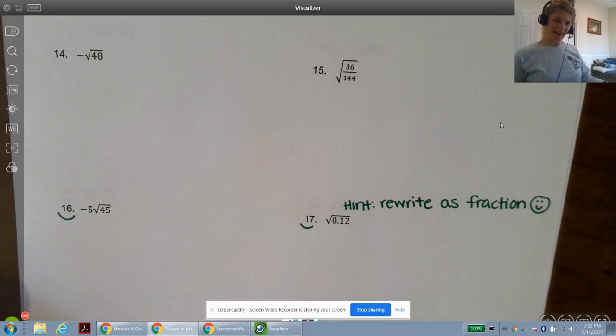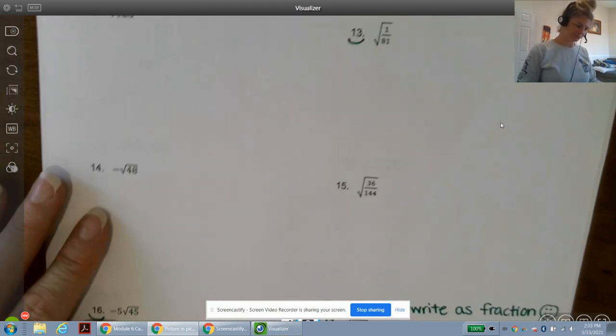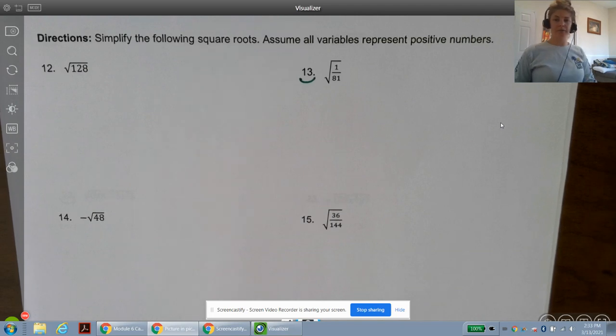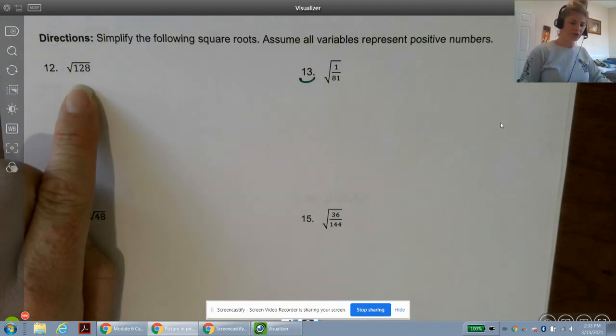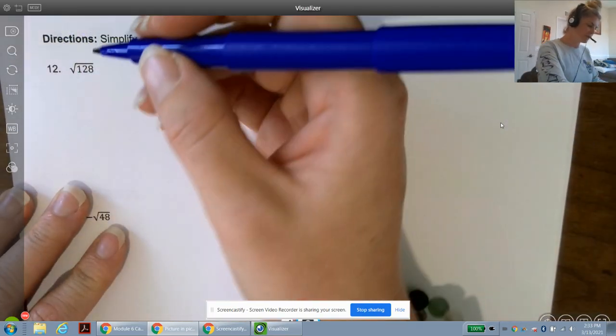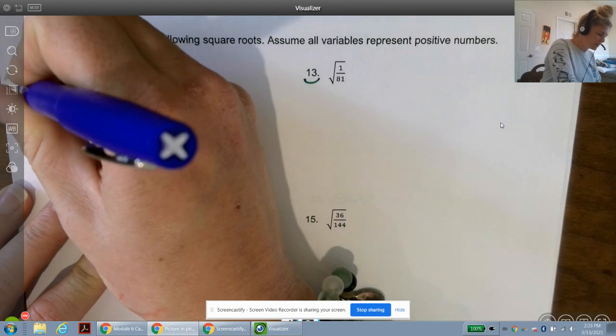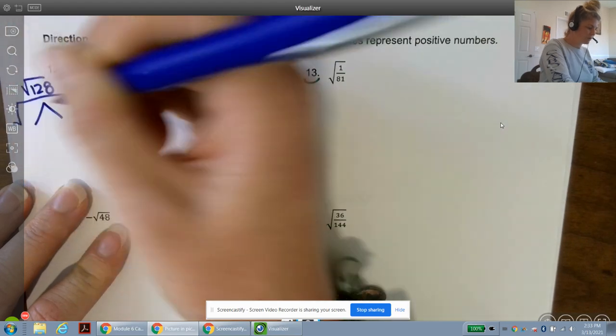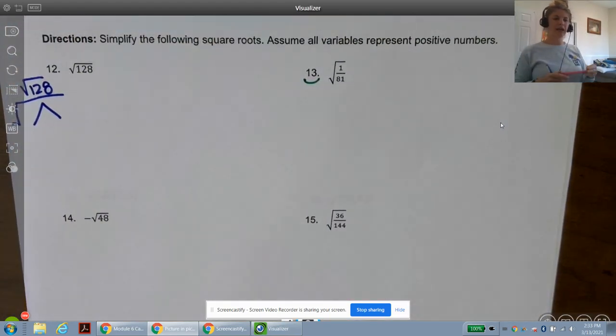Okay, so let's take a look and practice our skills. So the next directions say simplify the following square roots. Assume all variables represent positive numbers, because remember, we cannot take the square root or an even root of a negative number. Okay, so square root of 128, we can use a factor tree here or factor out our greatest perfect square factor, GPSF. So I'm going to use a factor tree here. So I'm going to say 128. I'm just going to draw a big square root symbol, and 128.